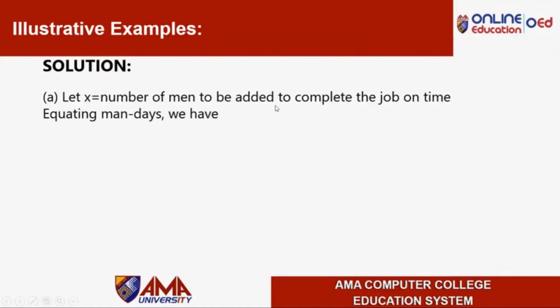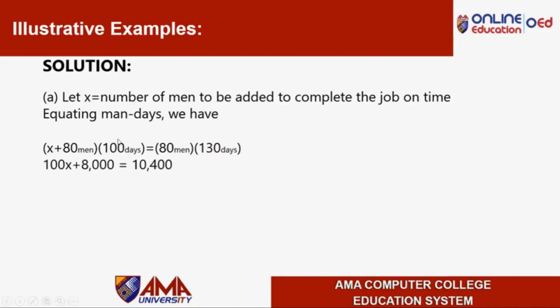Okay, let's go to the solution. Let X equal the number of men to be added to complete the job on time, equating man-days. What we need here is the additional number of men needed to complete the 100 days required. So X is the number of men that we need to be able to complete in 100 days. X plus the 80 men that we have, multiplied by 100 days, is equal to the actual, 80 men multiplied by the estimated days to finish, 130 days.